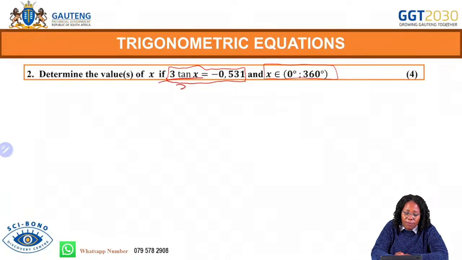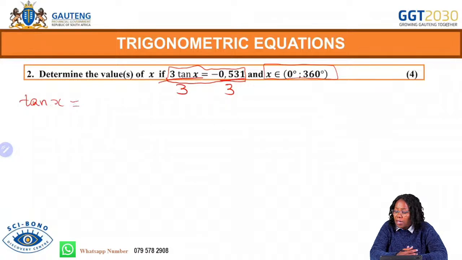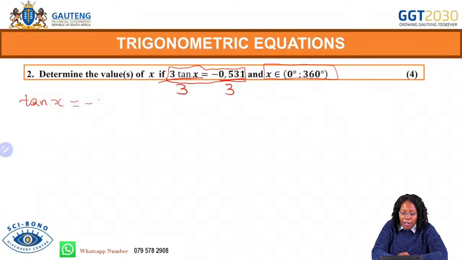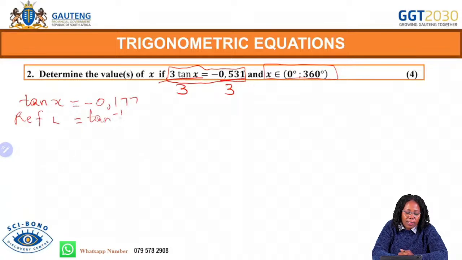Now we are going to divide both sides by 3. So now we'll be left with tan X on the left hand side, and then minus 0,531 divided by 3, which gives us minus 0,177. And then now we look at the reference angle. That is the method throughout grade 12. This will take an arctan, shift tangent. Remember, this negative indicates the quadrants. So here we write it as 0,177 positive.